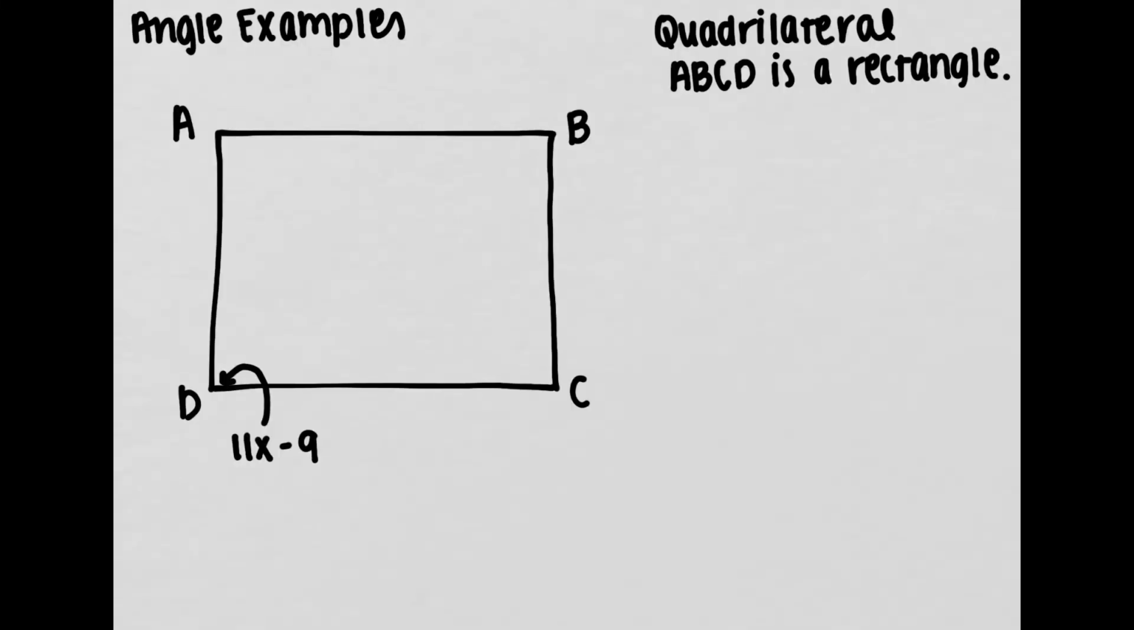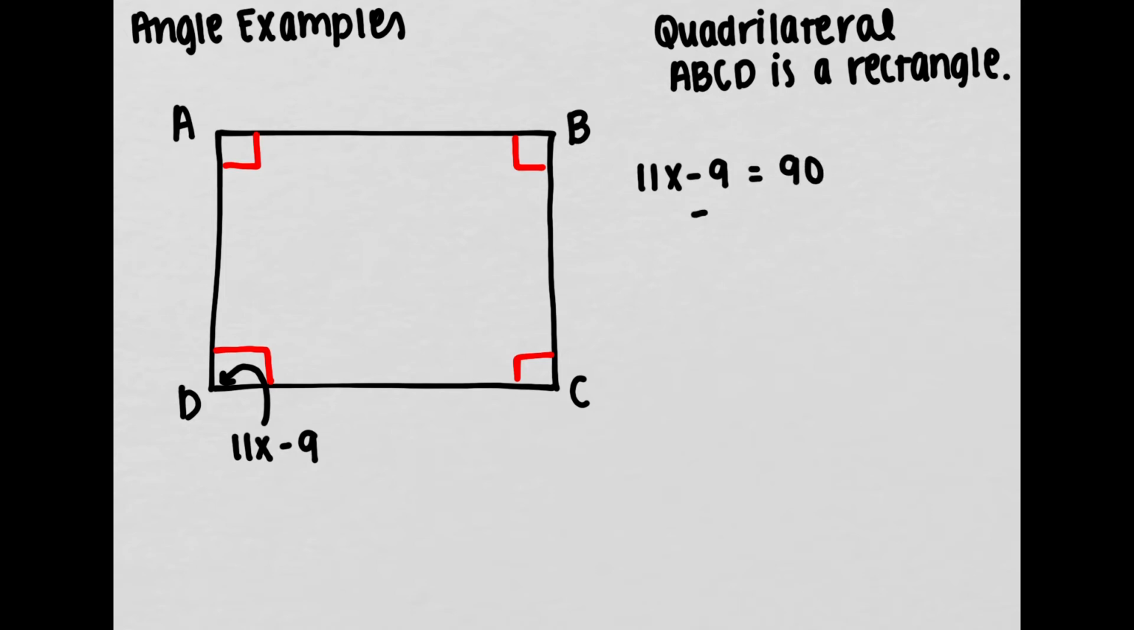So the first example we're going to do is an angle example, and I'm telling you that quadrilateral ABCD is a rectangle. Now I'm also telling you in this problem that angle D, that's why the arrow points there, is 11x minus 9. So from our new rectangle properties, I know that all of these angles are right angles. So I'm going to draw my boxes on every angle because I know that they are right angles, which means that they are equal to 90 degrees. So I'm going to take what I know, angle D is 11x minus 9, but I also know that angle D is equal to 90 degrees. So I'm going to set them equal to each other.